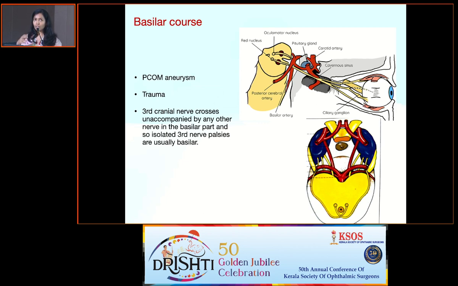The basilar course is when the nerve exits the brainstem and comes out before piercing the cavernous sinus. Here, it passes between the posterior cerebral artery and the superior cerebellar artery and parallel to the posterior communicating artery. At this point, the nerve is actually traveling alone, and so isolated lesions can occur in this region. Having said that, the trochlear nerve and abducens nerve also go through the same path, except that they are lower down.